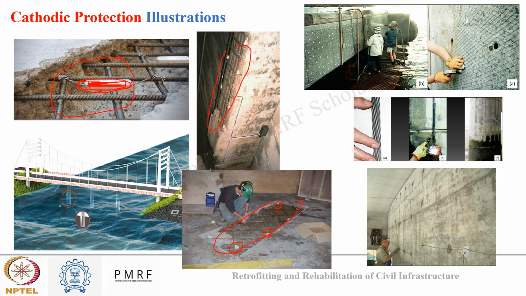And here you can also see a bridge, and in the underwater area you can see a zinc plate was applied at the top of the column, which will act as a sacrificial anode to protect the underlying steel. And in these images you can see ICCP anodes installed on the surface of the concrete, and they will be connected to the steel substrate and the power supply, and that will help us to control the corrosion.